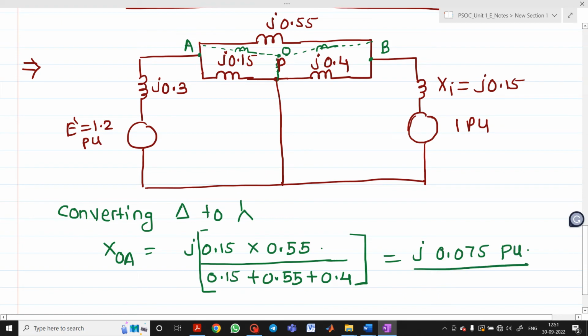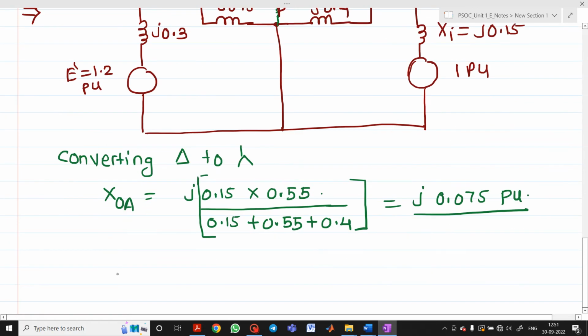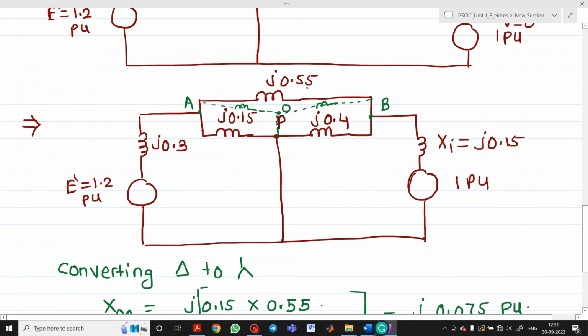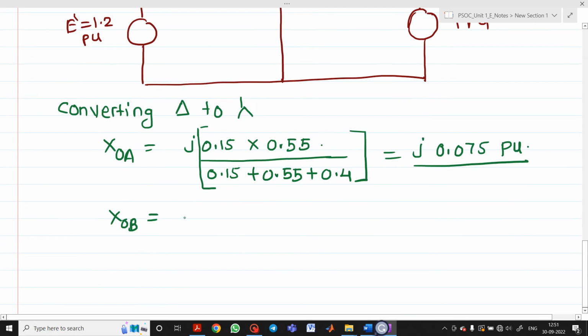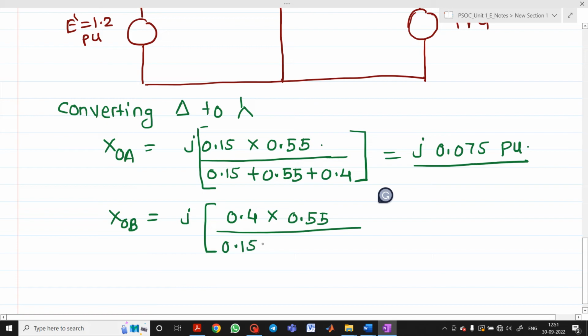This is for XOA. Now similarly, can I find XOB? Yes, we can find it. How to find XOB? Here, what is opposite? J 0.4 and 0.55. So I will write it here: J 0.4 into 0.55, whole divided by the sum of all, 0.15 plus 0.55 plus 0.4, which will be equal to J 0.2 per unit. You can solve it by taking a calculator.